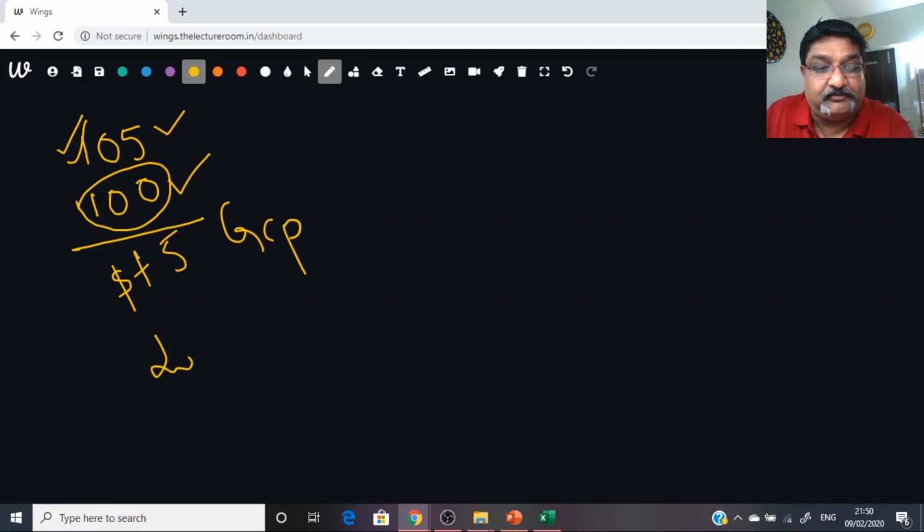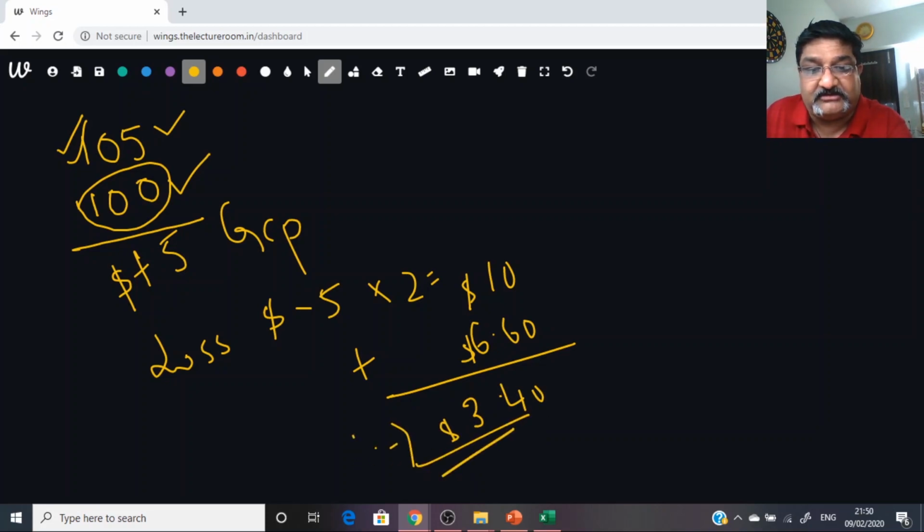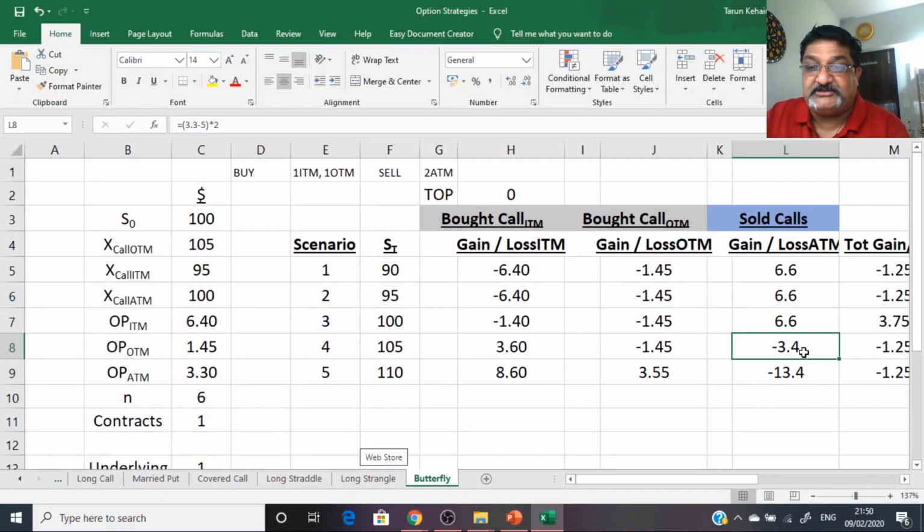So that's a loss for you. Your loss is $5 per share, times 2, which is how much? So you lose $10. But he pays you an option premium of $6.6, which is $3.3 times 2. So that means you still have a net exposure of $3.4, which is negative, which is your loss. So that's how this thing works. If you look here, you have a net exposure of 3.4.